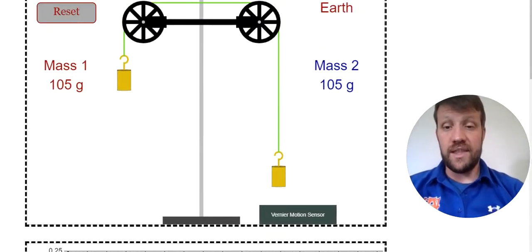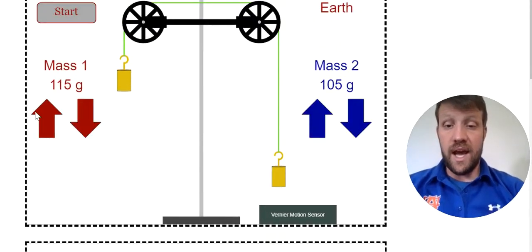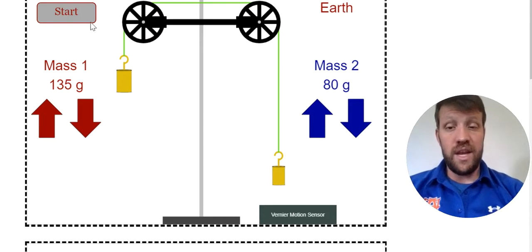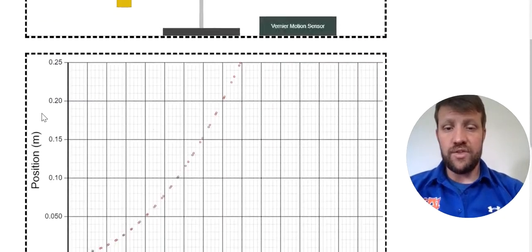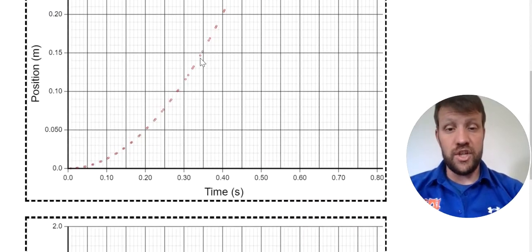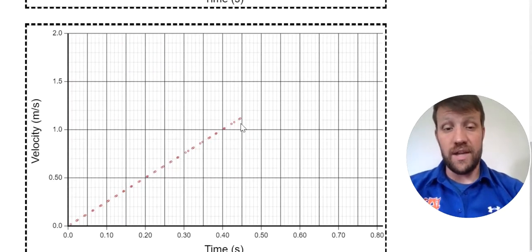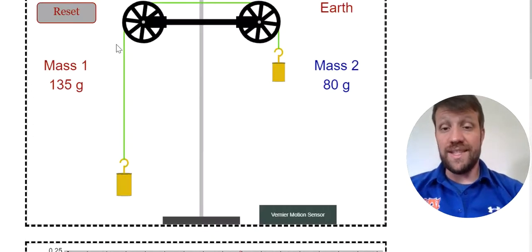Now, if I reset this, and let's say I up this mass and lower this mass. Now I have a greater mass here and a lower mass here. And if I start this right away, boom, we've got motion very quickly. And you see here on our graphs, the position greatly changed, and that curve, as you know from kinematics, implies an acceleration, and the velocity was increasing as this happened also. You see the steepness of the curve?